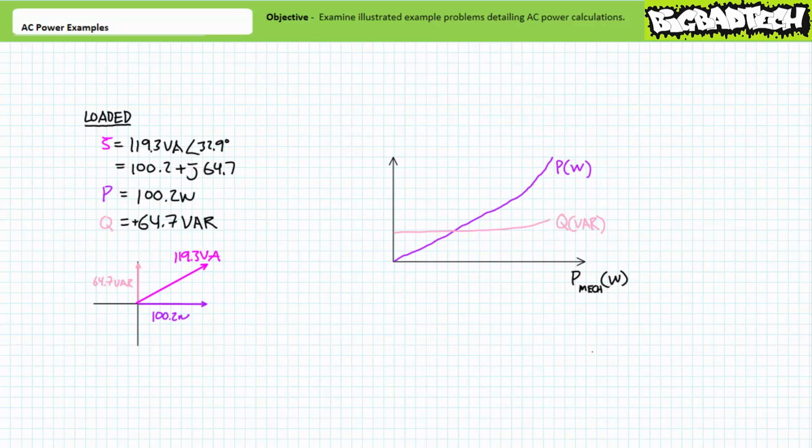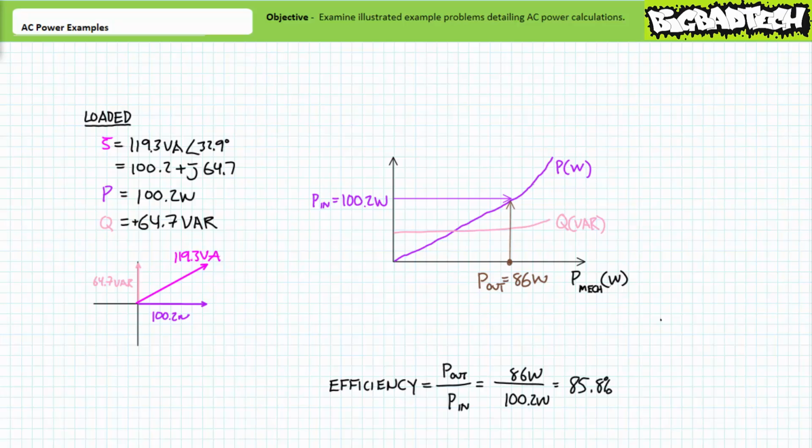As an additional example of efficiency, let's return to our previous motor example. Recall that the loaded motor consumed 119.3 volt amperes of apparent power at an angle of positive 32.9 degrees, or a power factor of 0.84. This means the motor consumed 100.2 watts of real power and 64.7 volt amperes of reactive power. Let's say, however, the motor did only 86 watts of actual mechanical work, and 14.2 watts was lost to heat, friction, and/or noise. In this scenario, the motor would be 86 over 100.2, or roughly 85.8% efficient.